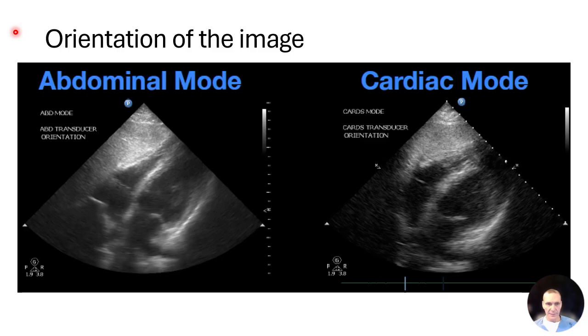Here's a nice example. These are subxiphoid views of the heart. This is abdominal mode, this is cardiac mode. The images look the same, right? You have the RV here, the RA here, the RV here, the RA here. They look the same on the screen, but the indicator is different.